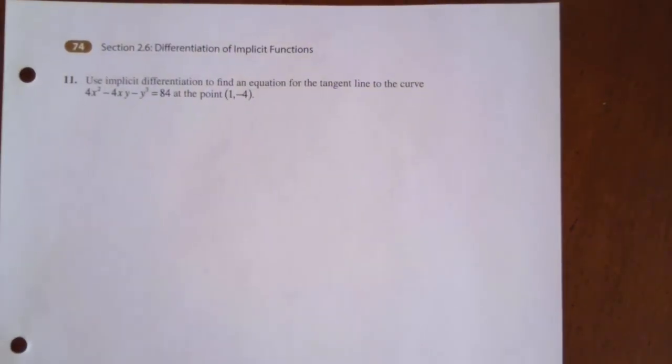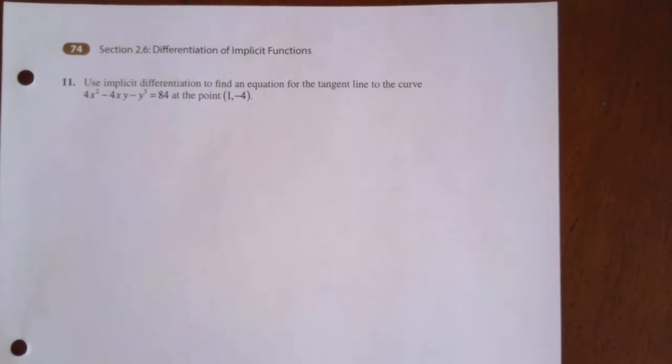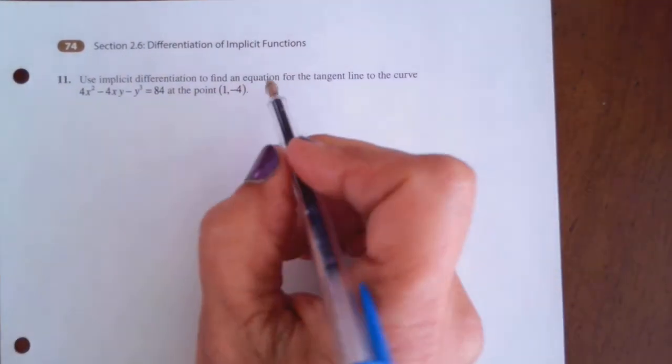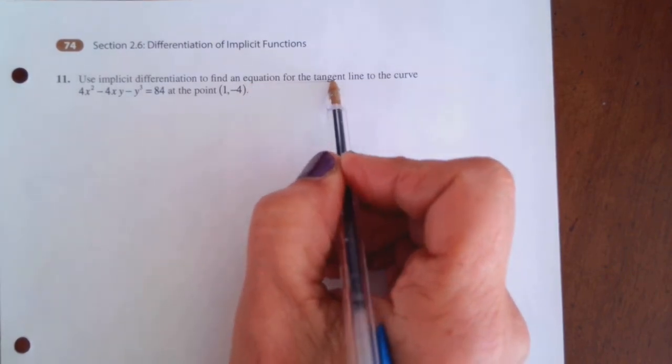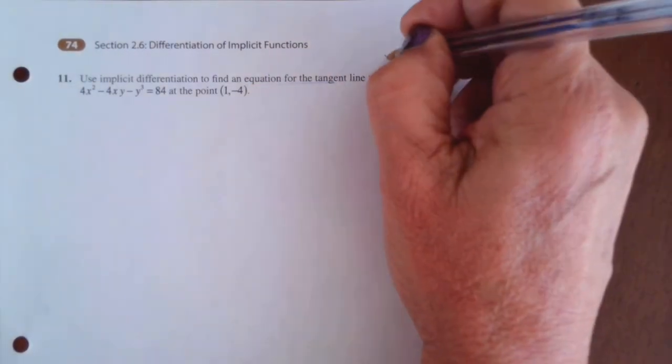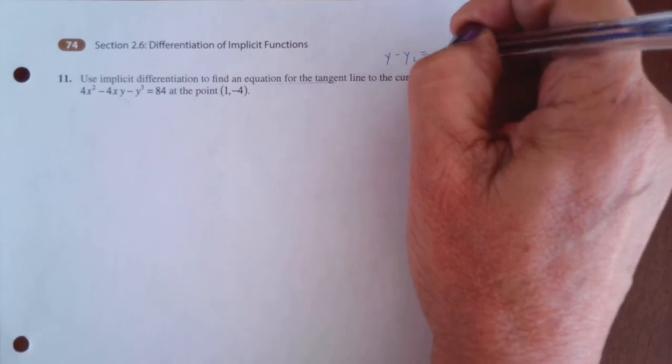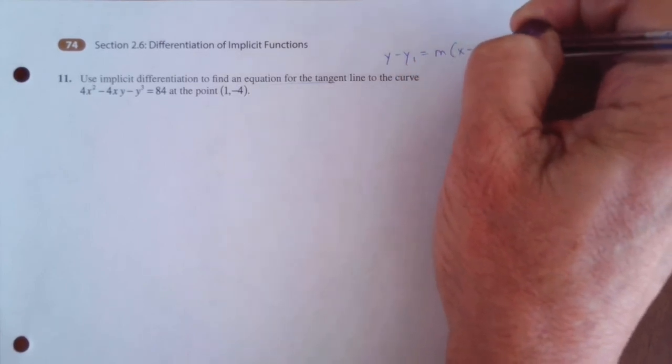Use implicit differentiation to find an equation for the tangent line to the curve 4x squared minus 4xy minus y cubed equals 84 at the point (1, -4). Okay, so we're finding the equation for the tangent line. So remember what that means. At the end, we're going to have to be using y minus y1 equals m times x minus x1.